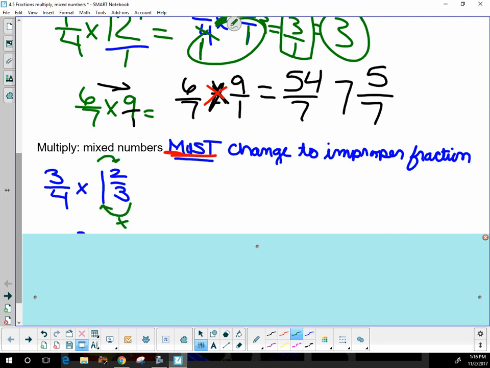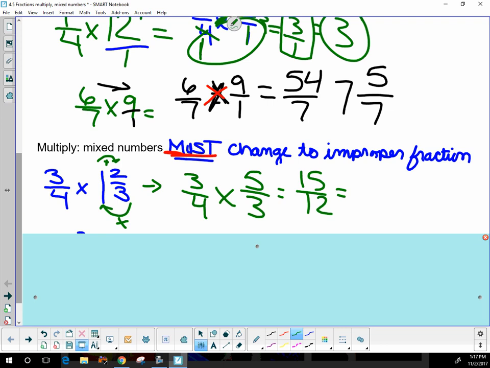Multiply and then add. So now my problem is 3/4 times 5/3. If you are really loving this cross-canceling thing, you're going to see that the 3 on each side will cancel out. But let's just do this. 3 times 5 is 15. 4 times 3 is 12.